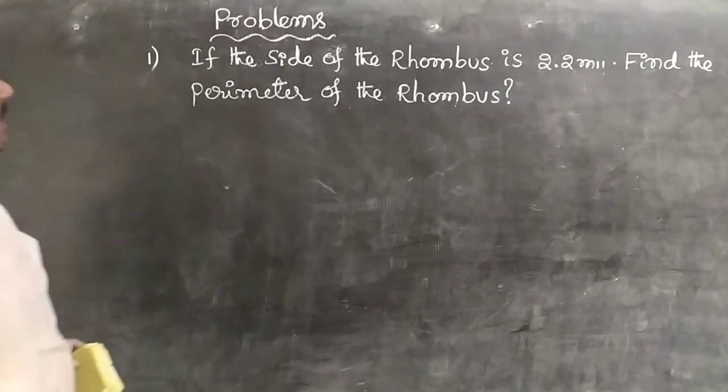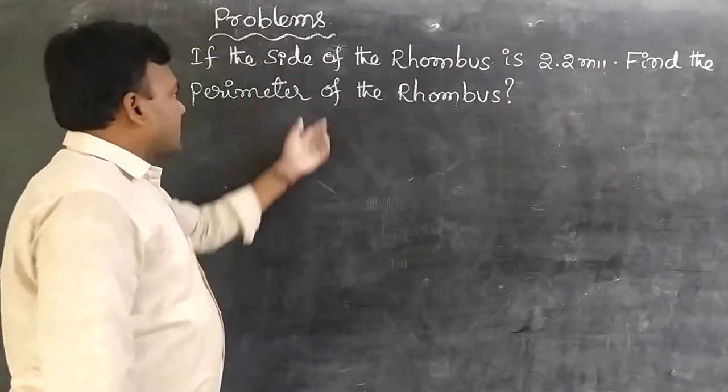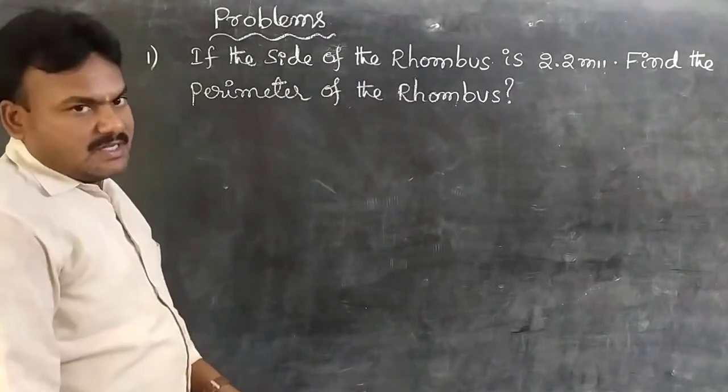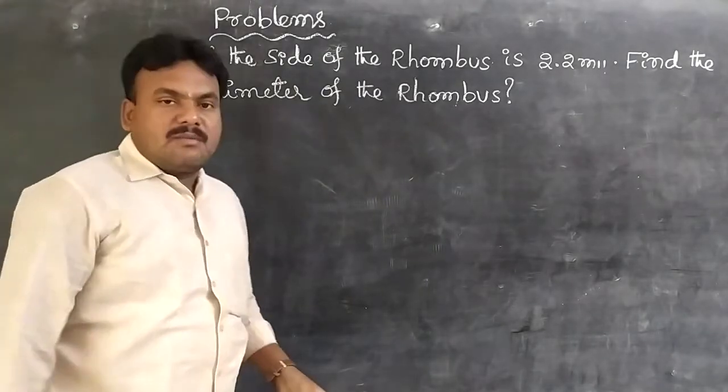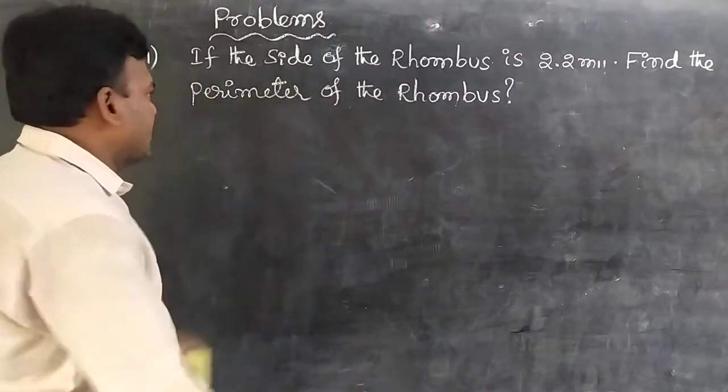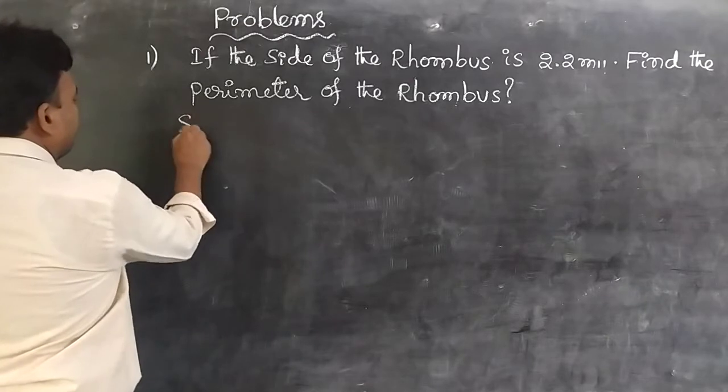Right. Go for the problem, students. First one: if the side of the rhombus is 2.2 meters, find the perimeter of the rhombus. So what is the perimeter of the rhombus? 4a, where a is the side. The side value is also given, students. Right. Go for the solutions.